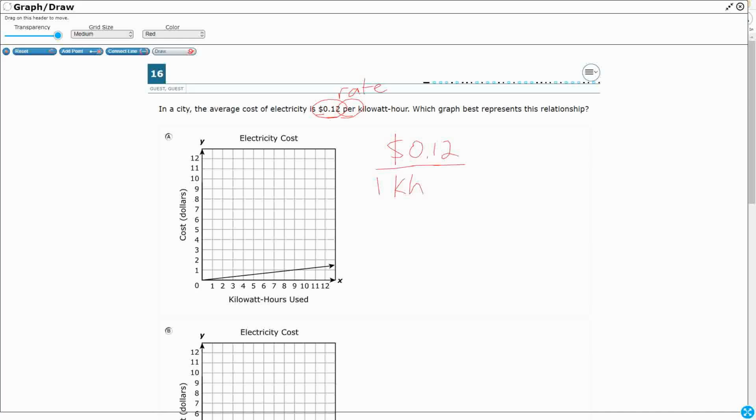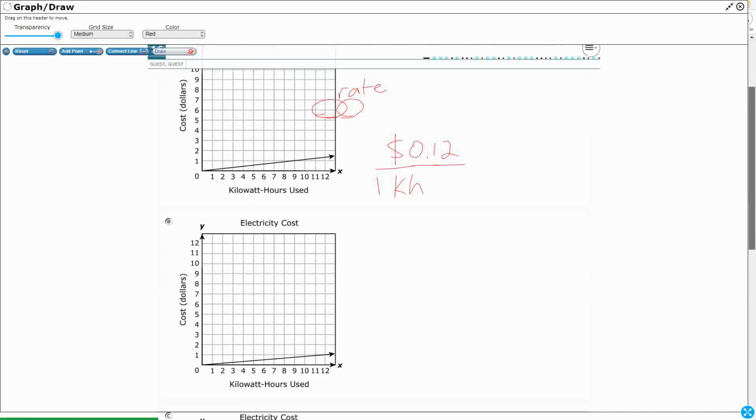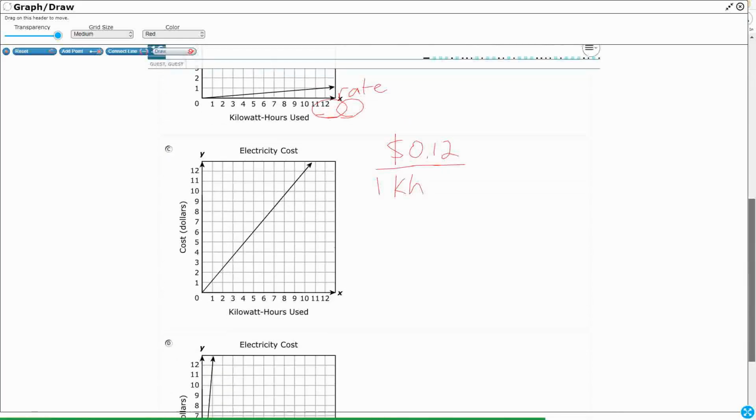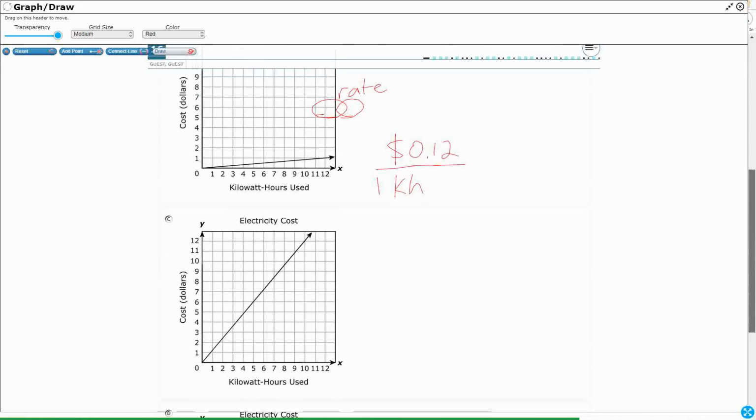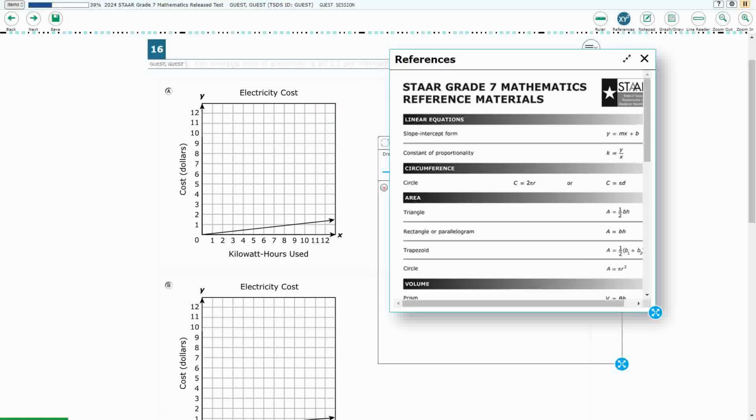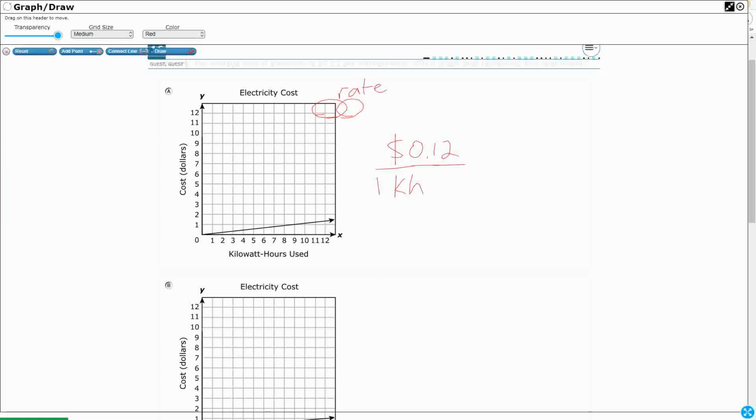So we need to find a graph that best represents this. As you can see, all the graphs start at the origin (0, 0), so it is proportional here. In our reference materials we have the constant of proportionality up at the top, k equals y over x. So really what we're looking at is 12 cents per 1 kilowatt hour. And since the denominator is 1, you can just put it all together as 12 cents per kWh. You don't really need that 1.